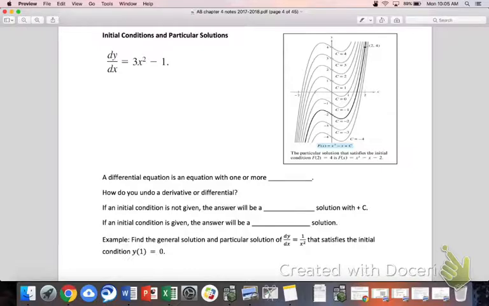So a differential equation is an equation with one or more derivative. What goes in the blank? Derivative. Okay, so how do you undo a derivative or differential? Like, what's the opposite of a derivative or a differential? Integral, yeah, an antiderivative or an integral.